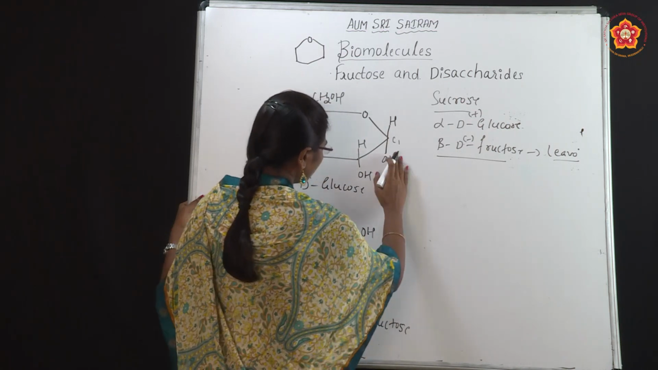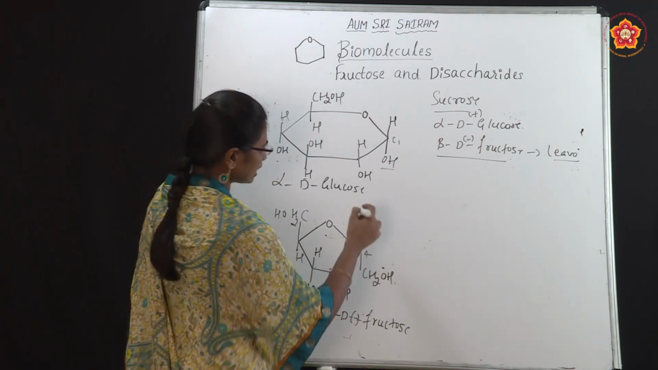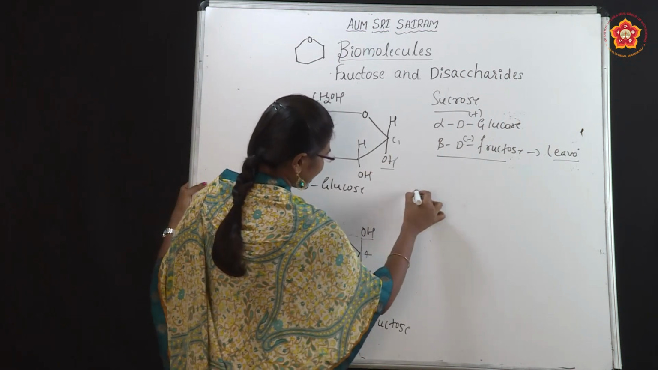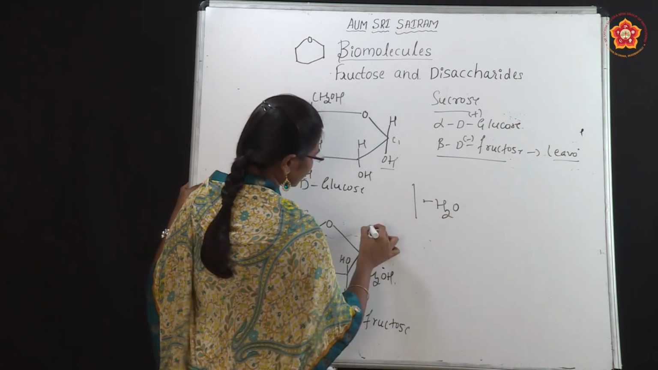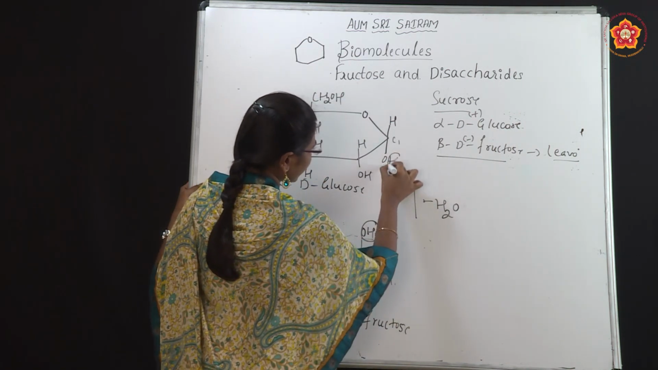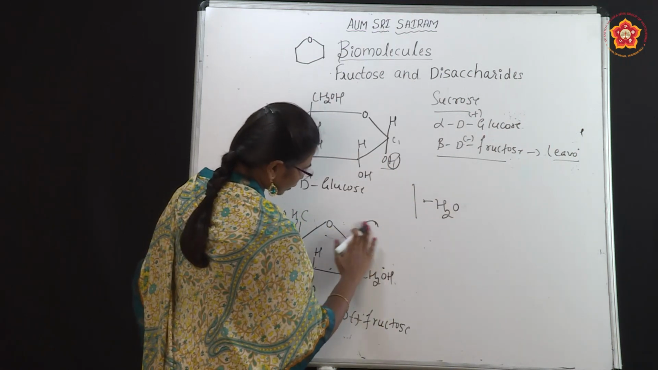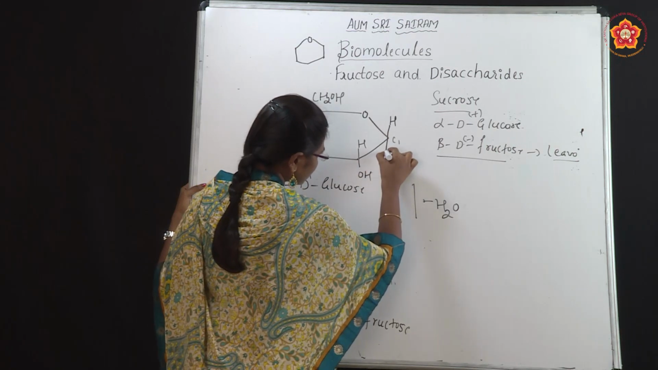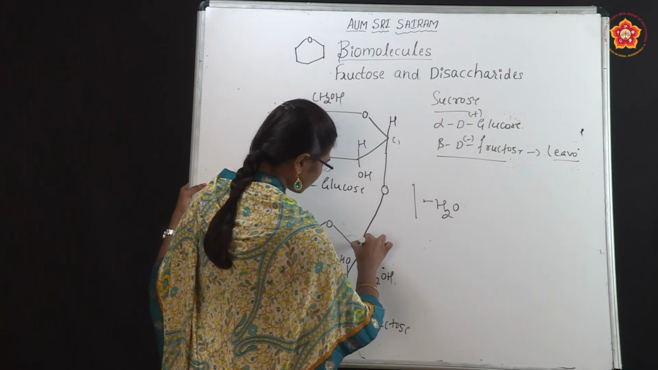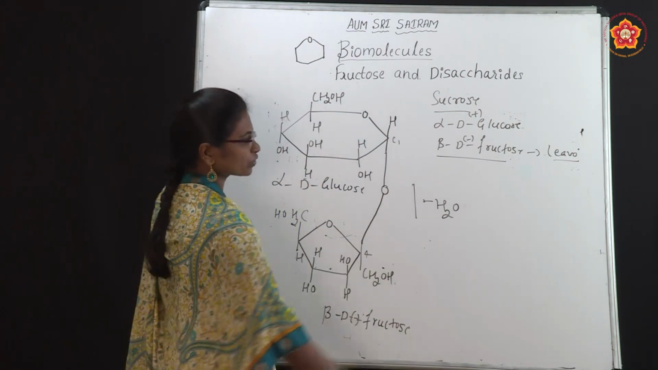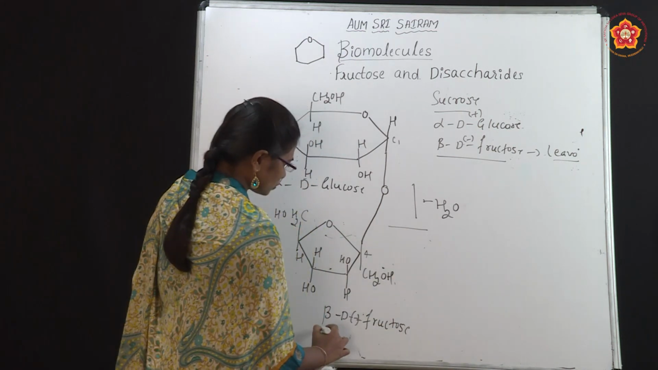Now you see there is an OH here and an OH here, both linked together, and it will eliminate a water molecule. See here, this OH and one H from the glucose will be eliminated as a water molecule, and now you write this linked together. Elimination of water molecule. This is the structure of sucrose.